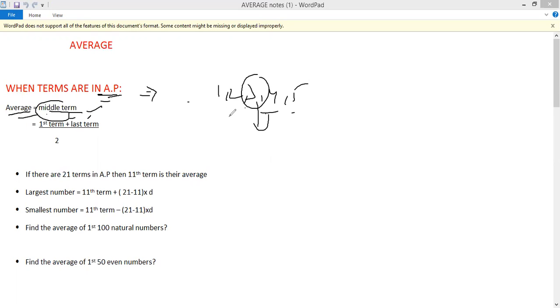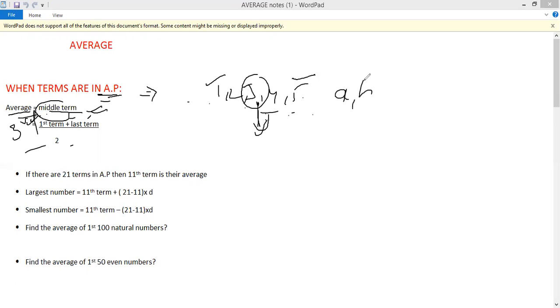Suppose there is no easy way to find the middle term. Directly you can calculate first plus last by 2. Here first is 1, last is 5. First plus last by 2 is 3. The third term is the average term.